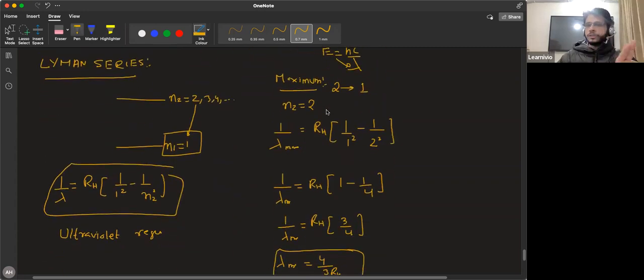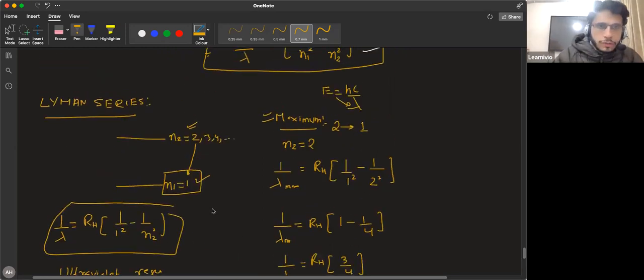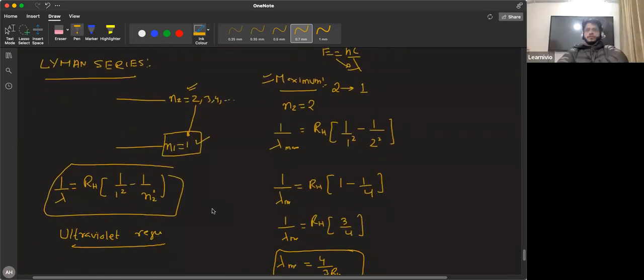So for every series, you have to remember the value of N1, the values of N2, the region in which that transition lies, and the condition for the maximum wavelength. Always the first transition is the maximum one. Then the minimum is always infinity to the lower energy level. Note it down, then we'll do other different series.